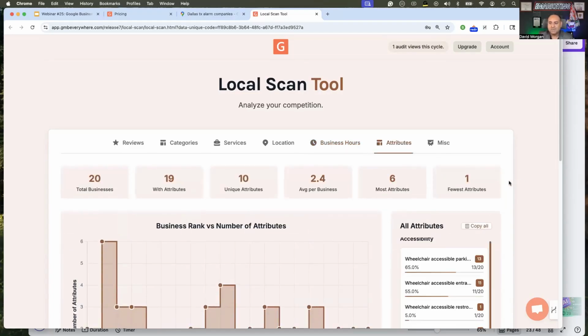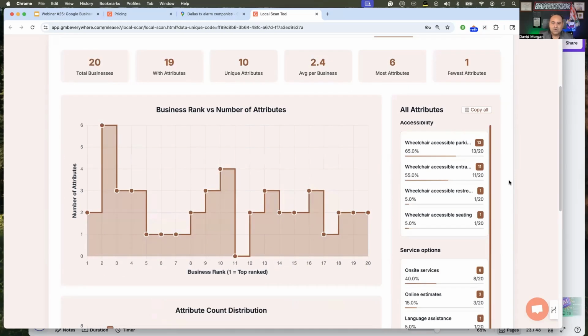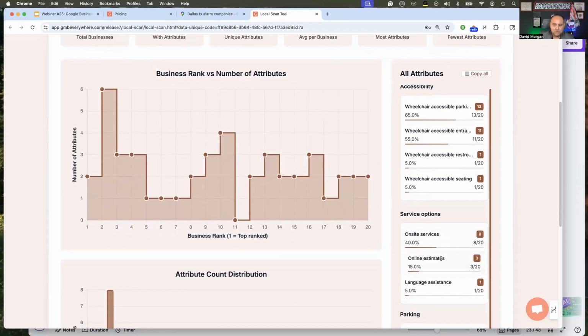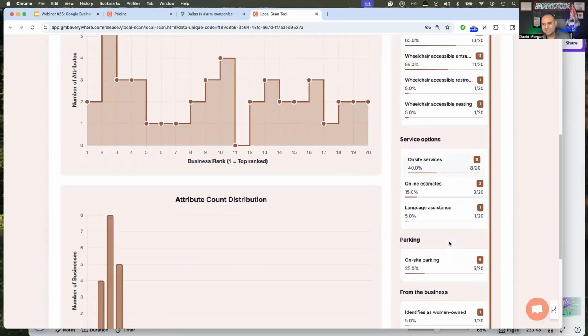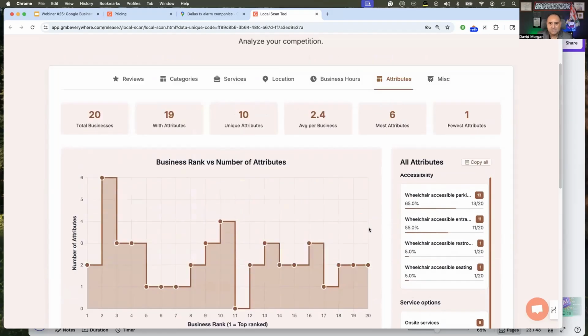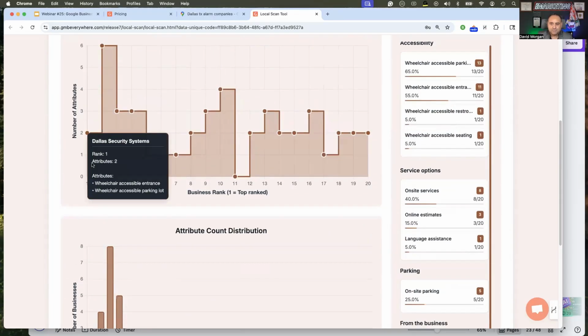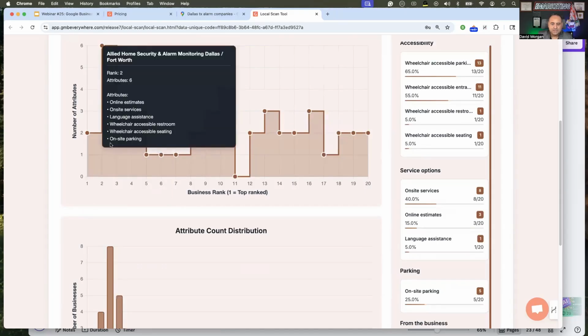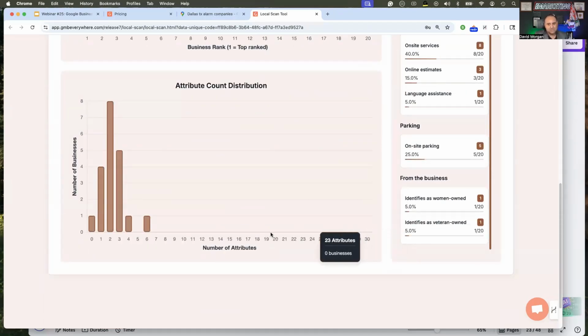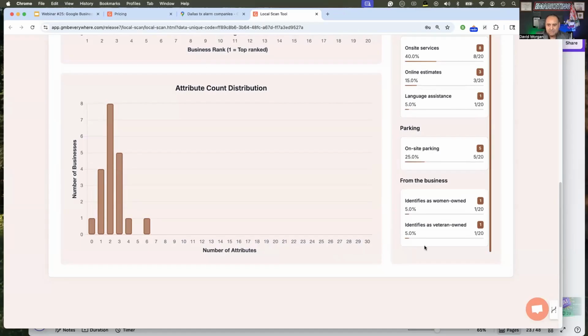When we talk about attributes, these are the various things, including whether you have wheelchair accessibility, and these types of things. What are some of the service options that you have? Whether you do online estimates, whether you have language assistance, on-site services, whether you have parking in your facility, whether you identify as a veteran-owned business, a woman-owned business, a minority certified business, things in this regard. Keep in mind, these things are really important. You take into consideration all these groups. These are the things that they're referencing. And this is the blueprint, once again, in terms of these things. So, keep these things in mind.